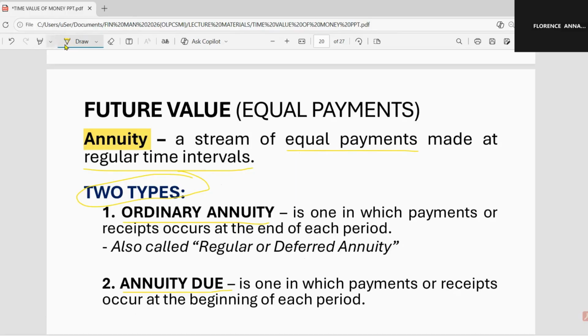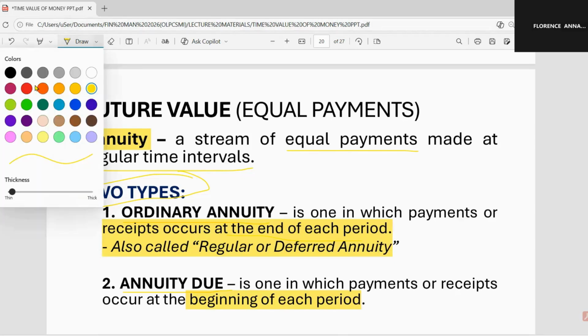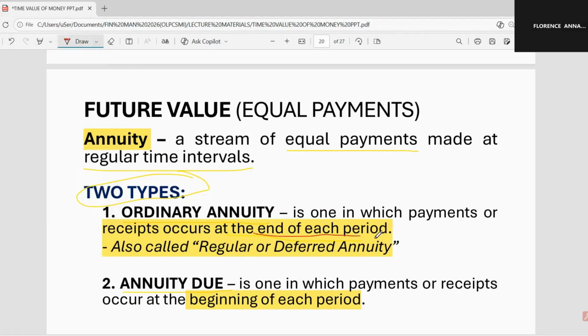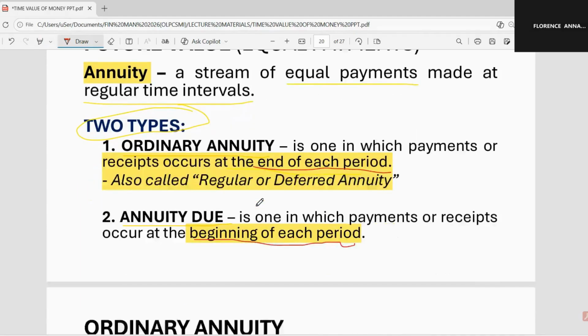When you say ordinary annuity, it is one which payments or receipts occurs at the end of the period, and we also call this your regular or your deferred annuity. Kapag sinabi naman nating annuity due, it is one which payments or receipts occurs at the beginning of each period. Ano yung pinaka-distinction? For ordinary annuity, it occurs at the end of the period. While for your annuity due, it occurs at the beginning of the period.